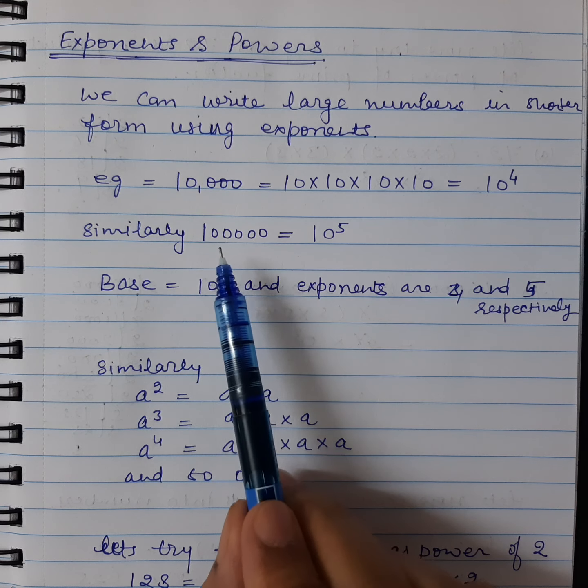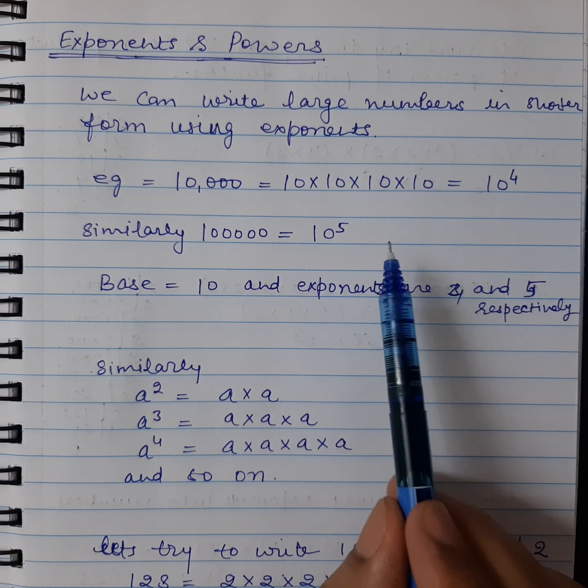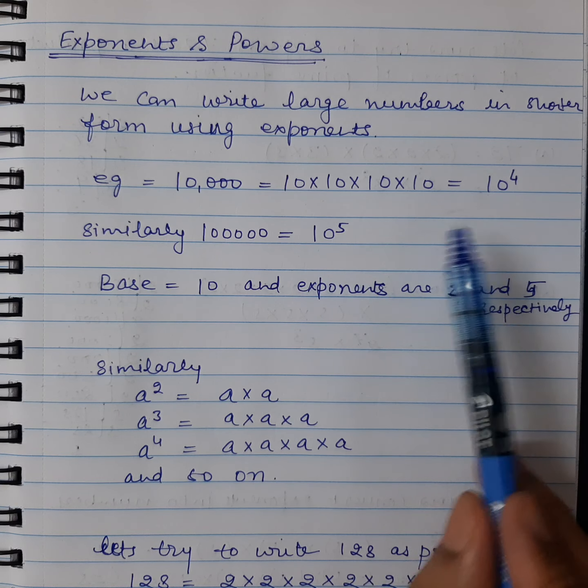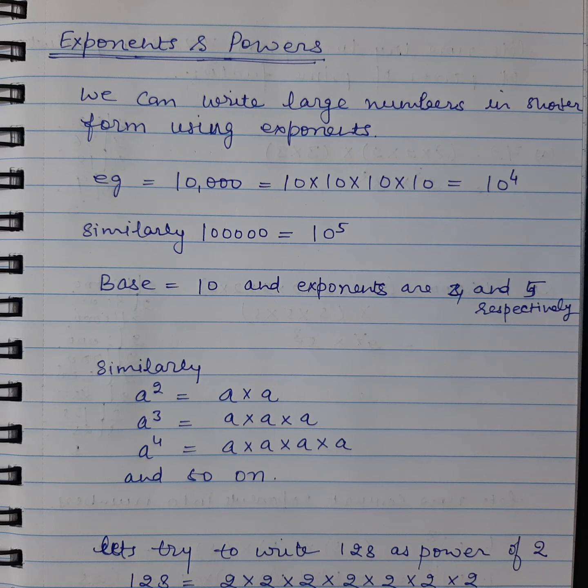Similarly, 1 lakh can be written as 10 raised to the power 5. Here we have 10 as the base in both examples, and 5 and 4 are the exponents. Similarly, we can write a multiplied by a as a squared, a multiplied by a multiplied by a as a raised to power 3, and a multiplied by a multiplied by a multiplied by a as a raised to the power 4. Similarly, we can keep on doing it for 5, 6 or 7 times, multiplying the same number.